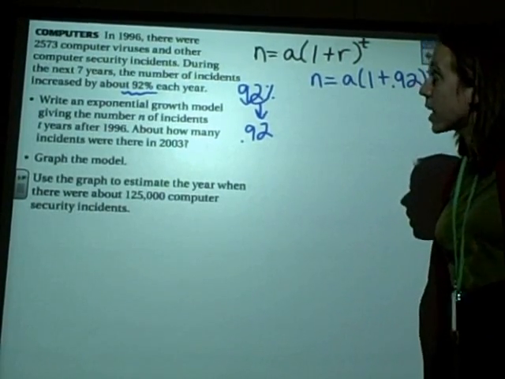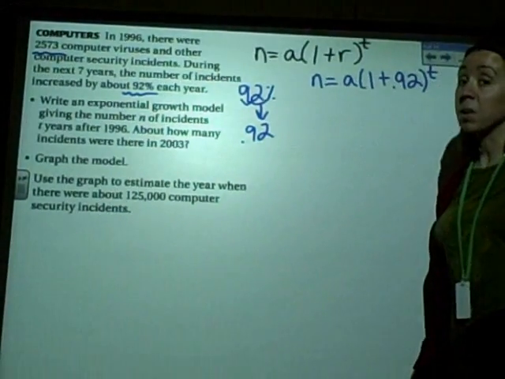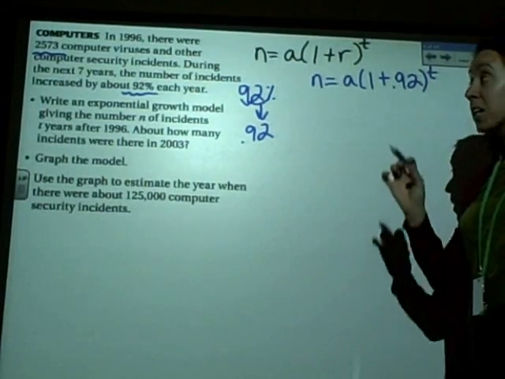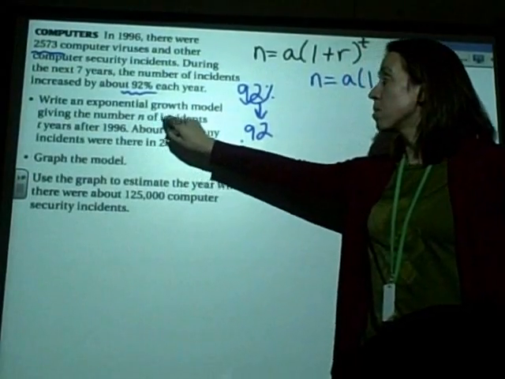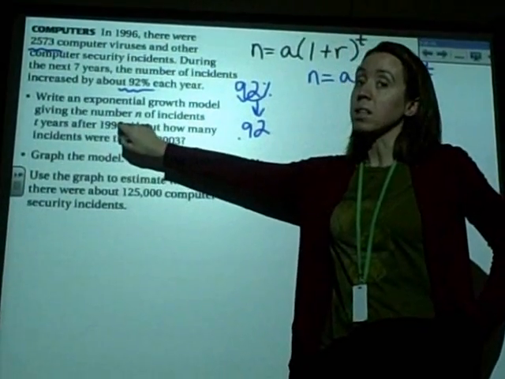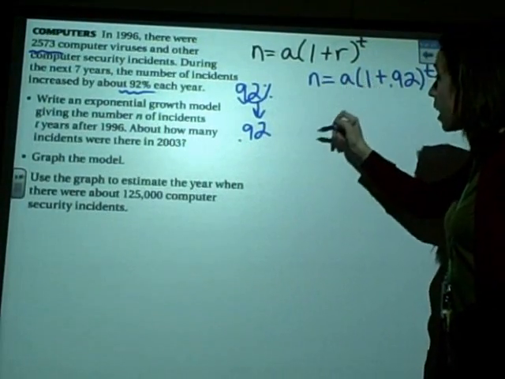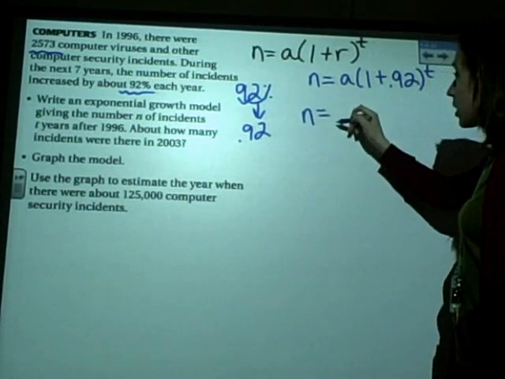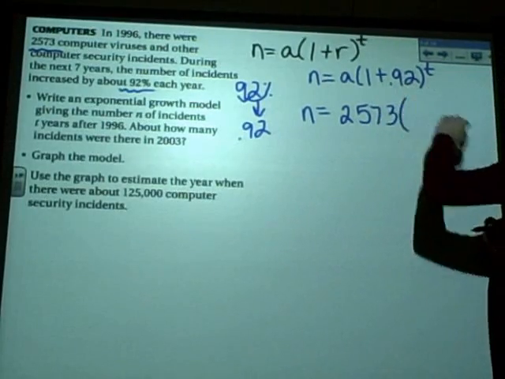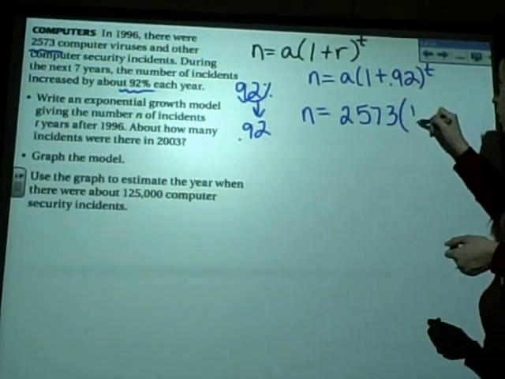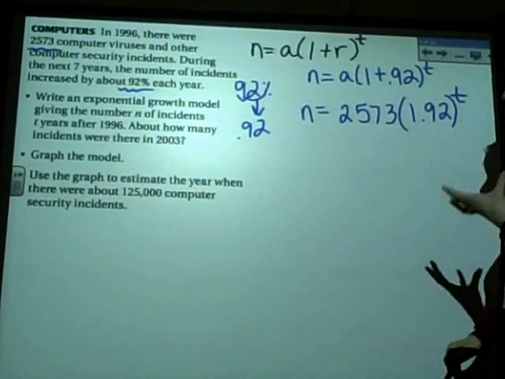Okay? Then it says in 1996 there were 2,573 viruses. That's our starting amount, okay? Because this model is going to represent the number of incidences after 1996. So we start with how many there were in 96. So we're going to let that be our A. So we're going to say n equals 2,573. And we can simplify this a little further. 1 plus 0.92 is just 1.92. Okay, so that's our model.